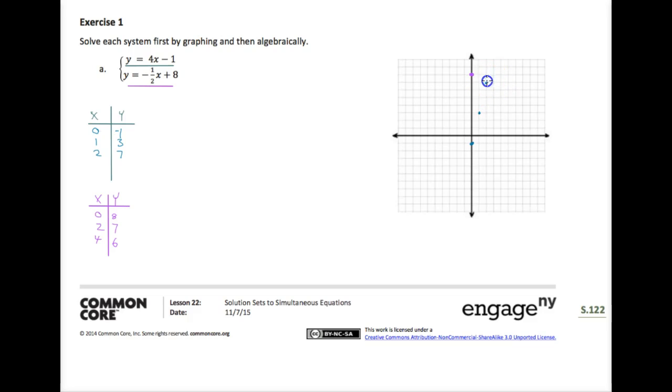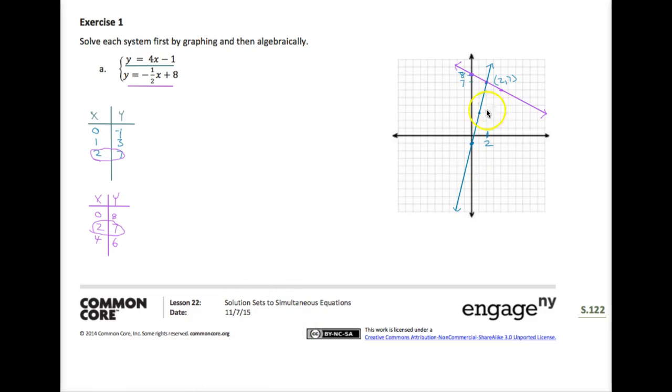Oh, interesting. Got some overlapping dots. That tells me that it's possible that we have already found our solution, but we'll find out. And then we have finally 4, 6. So go out to 4 and come up to 6. All right, I'm going to go ahead and draw in our lines.